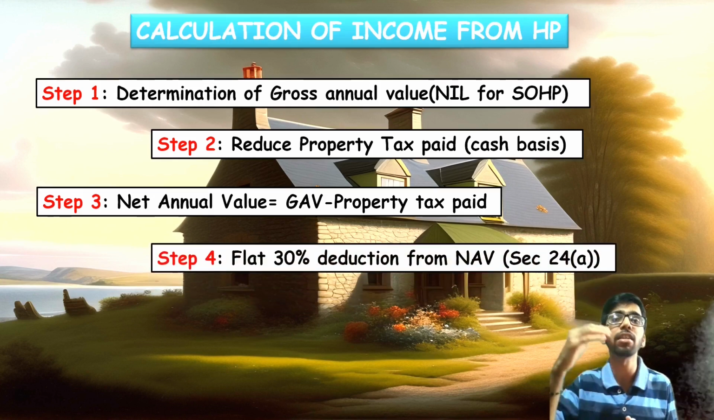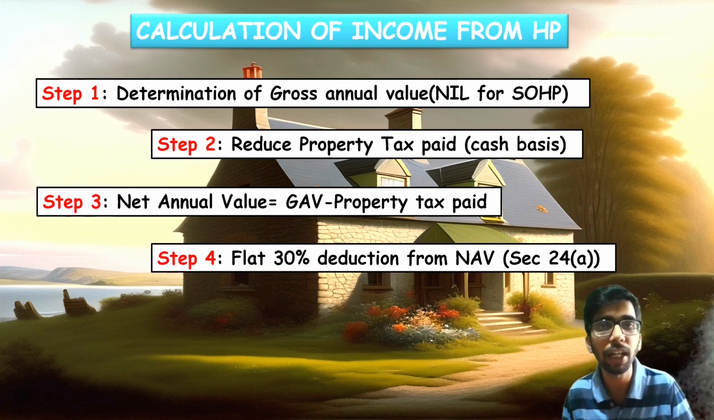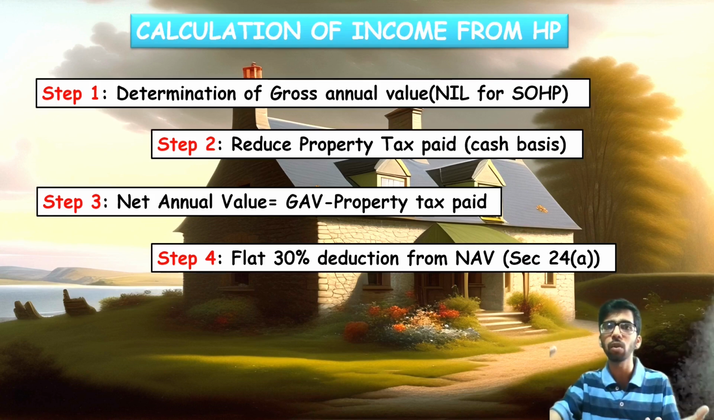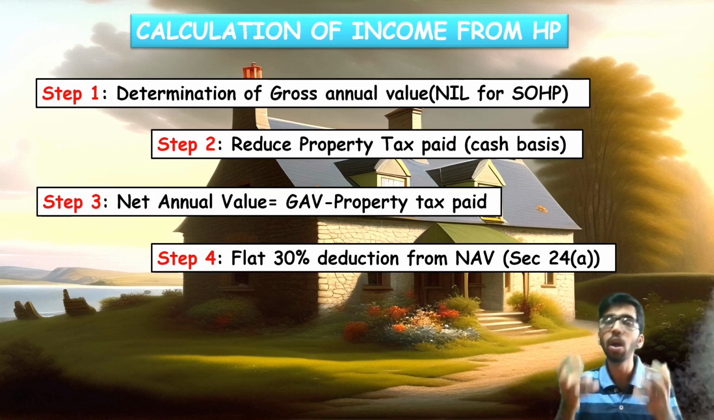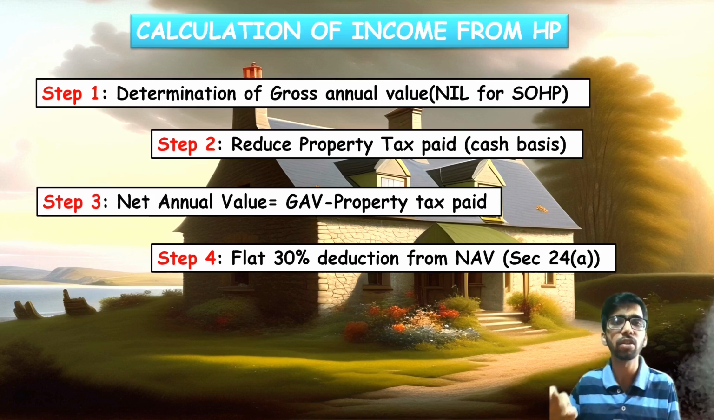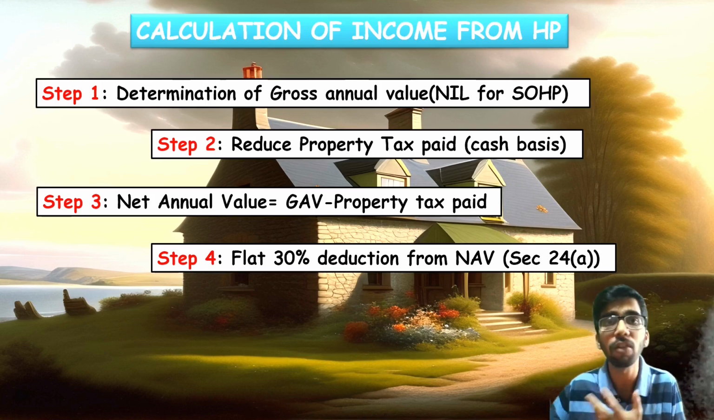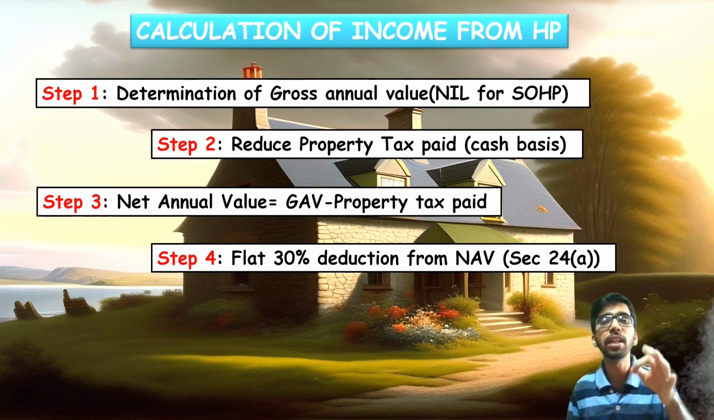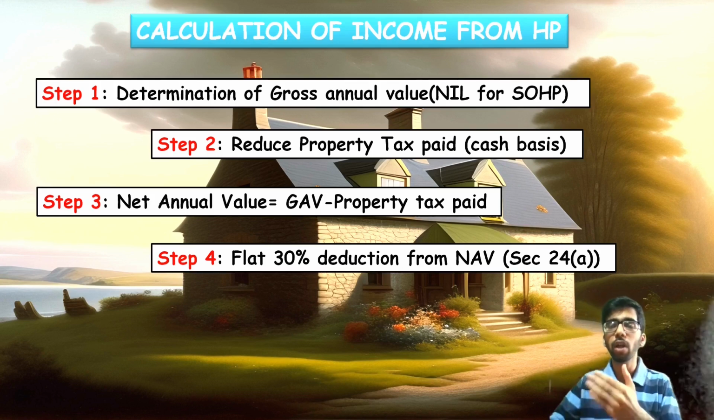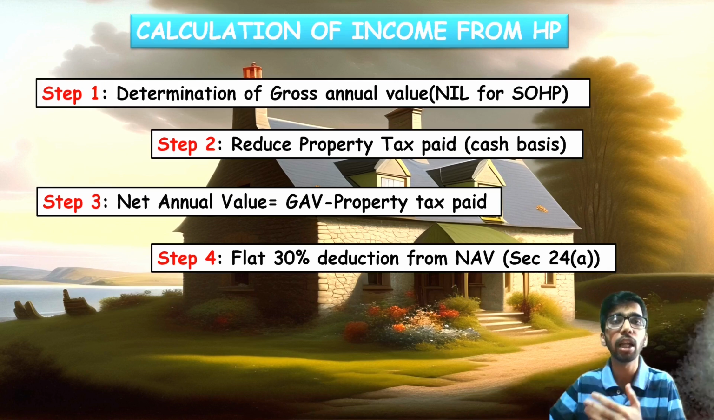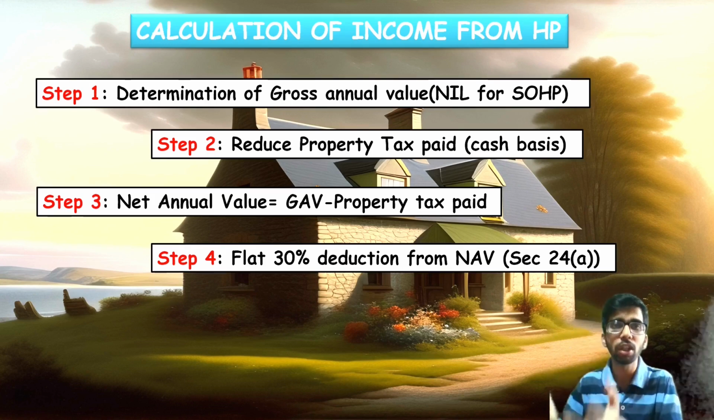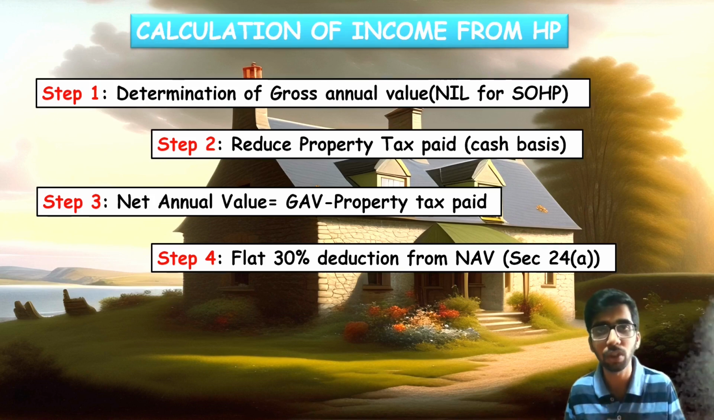Step 4 is a flat 30% deduction, which will be allowed against your net annual value. It is absolutely nil for self-occupied house property because GAV is nil, NAV is also nil, it should not be negative, and hence the standard deduction of 30% will also be nil in case of self-occupied house property. In case of let-out house property, we will discuss in the next example and next slide. Why is this 30% allowed? Because you cannot additionally claim expenses with regard to insurance of the house property, or repairs and maintenance expenses. You cannot additionally claim. All these are combined into the 30% deduction you will get.